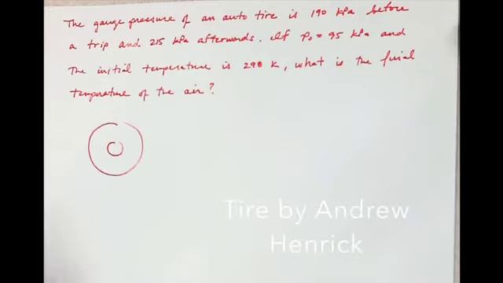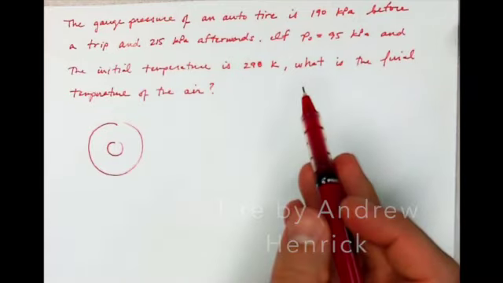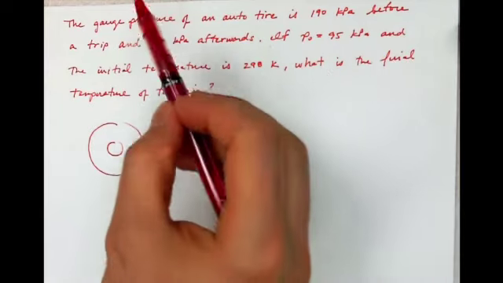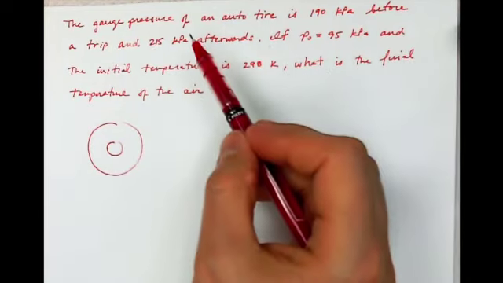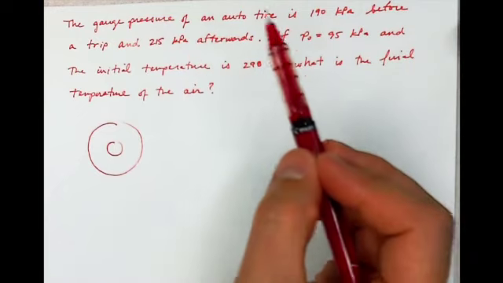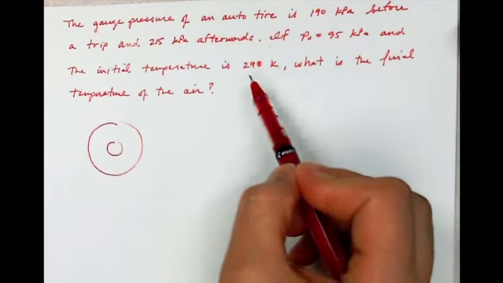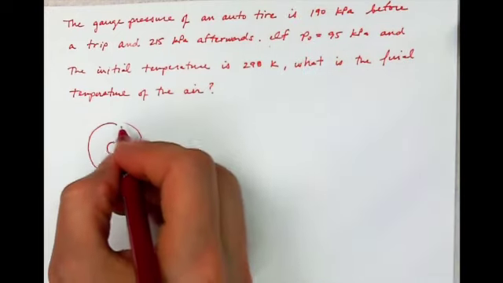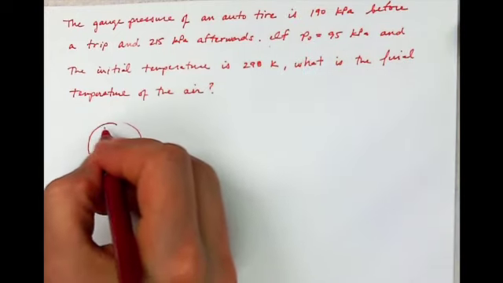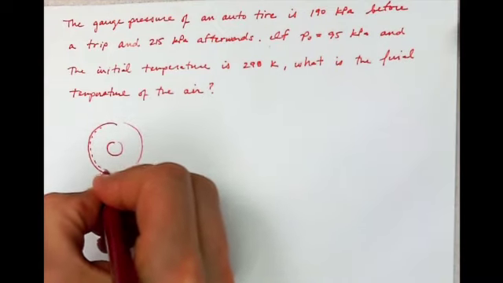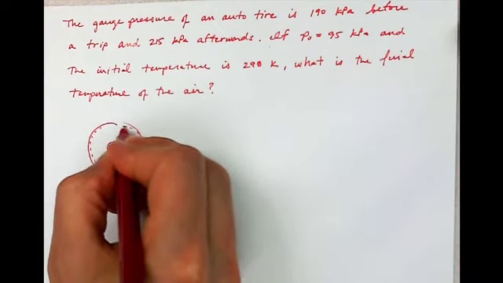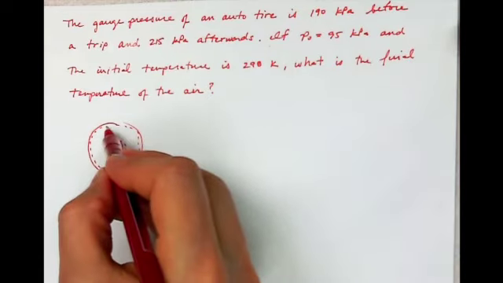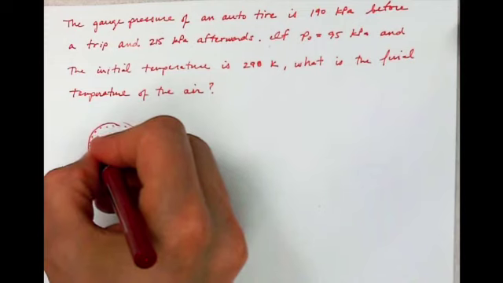Alright, in this problem we're looking at an automobile tire before and after a trip. It seems that the gauge pressure goes up as we take this trip, and that we have an initial temperature given. So we're pretty much asked to find out what's the final temperature of the air inside this tire. So we have this control surface of air.